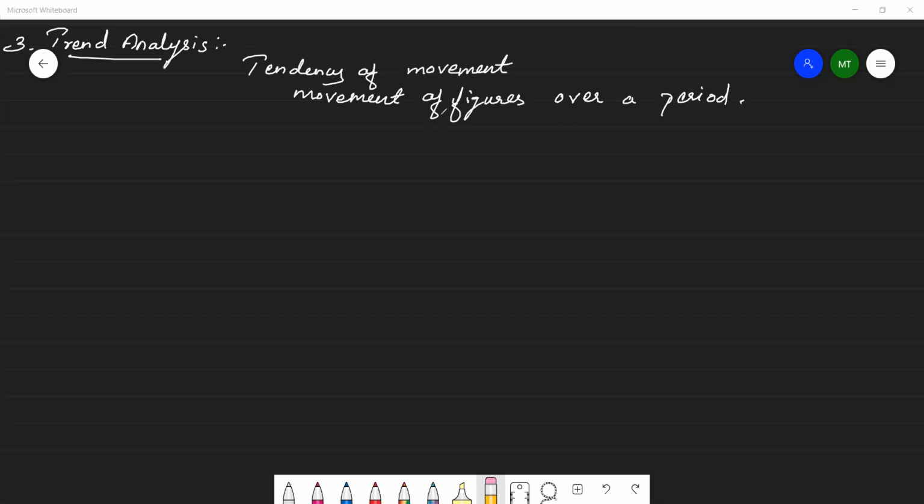There are three types. First one is an increasing trend. Second one is a decreasing trend. Third one is an irregular trend. When data for more than two years are to be analyzed, it may be difficult to use comparative statements. For that purpose, trend analysis may be used.